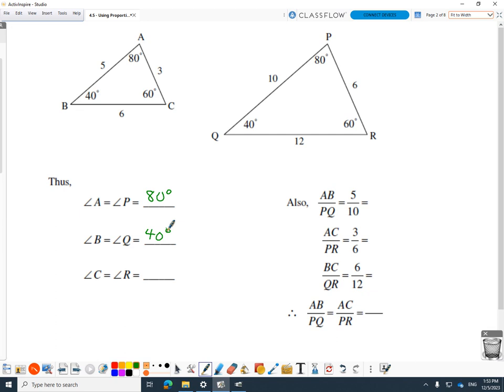You wouldn't? Is that what you said? You wouldn't. All right. And how about angle C and angle R? What measure are they both equal to? 60.